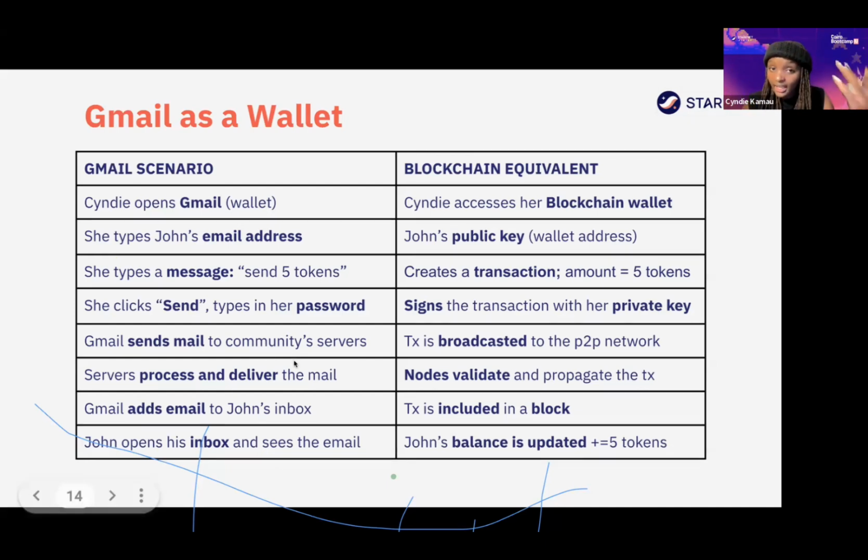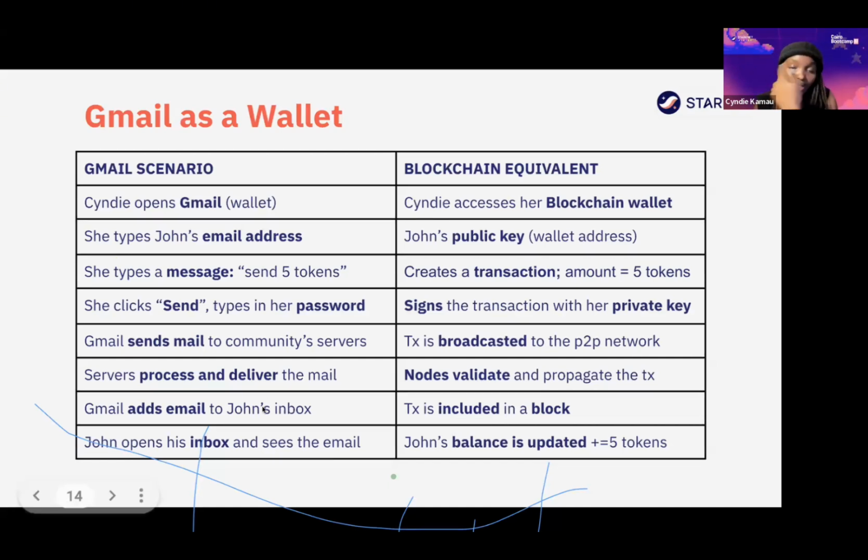So the community's Google servers, okay? The transaction is broadcasted to the network, which is the network of the servers, the Google servers. The P2P network, okay? The servers get this email, they process it, and then they deliver the mail, right? Which is the same as the nodes will validate this, and then they send the transaction.